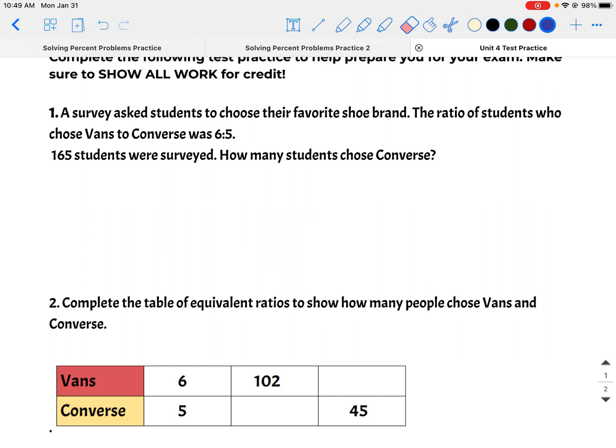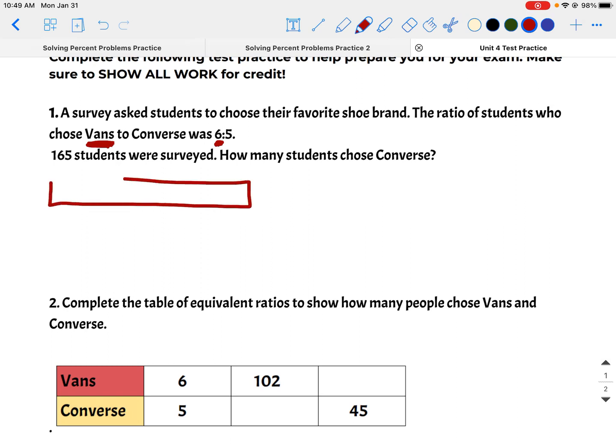All right, well, as always, I want you guys to start off by identifying key pieces of information. So, of course, your ratio is going to be important, right? But we want to know which parts of information go with which parts of the ratio. So in this case, it said the ratio of students that chose Vans to Converse was 6-5. Remember, ratios are always dependent on the order. So in this case, Vans comes first, and that would reference the 6.